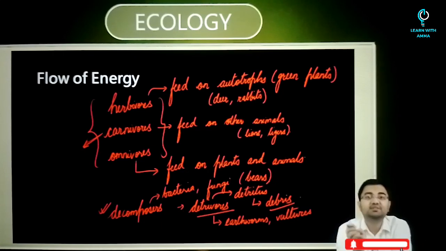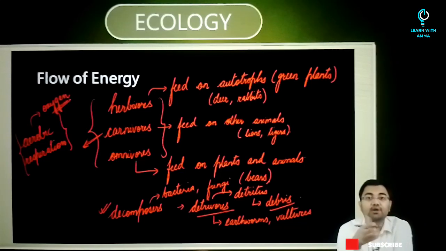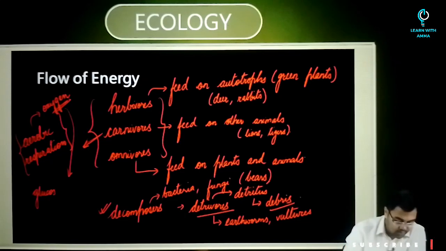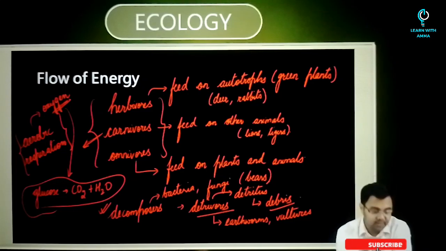In most cells, this energy is released by aerobic respiration. What is aerobic respiration? A kind of respiration that needs oxygen. This oxygen is used to convert glucose into carbon dioxide and water. This is what happens in aerobic respiration in humans, in other animals, etc.